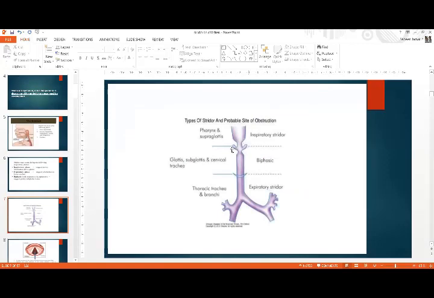Diagrammatically, you can say that if it is an inspiratory stridor, the obstruction is mostly at the level of the pharynx and the supraglottis. And if it is biphasic, then it is glottic, subglottic, and if it is expiratory, then it is low down.